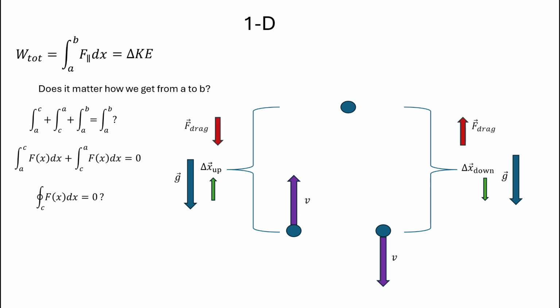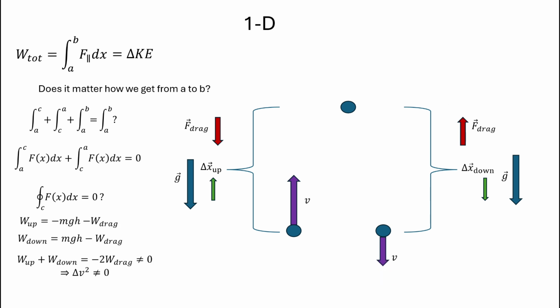But what happens if I add drag? Well, drag doesn't care where you are, it cares how you're moving. On the way up, drag opposes you. On the way down, drag opposes you. And so if I calculate the work again, all of a sudden, on the way up, I have minus mgh minus the drag, and on the way down, I have plus mgh still minus the drag. This isn't 0 anymore. That means that for this particular function, it is not conservative. And you might say, wait a minute, that must mean that in some sense this function is broken.